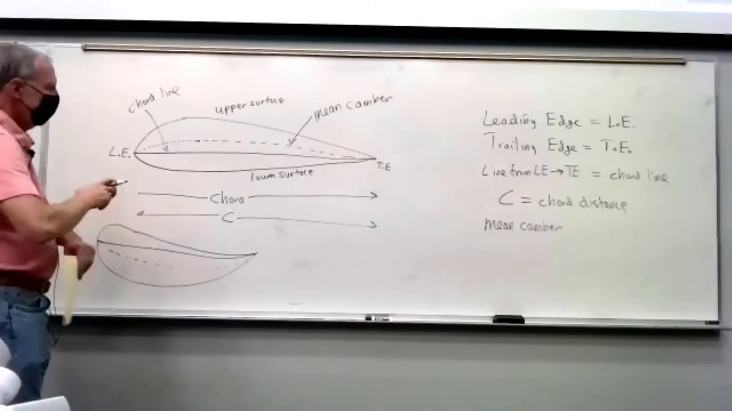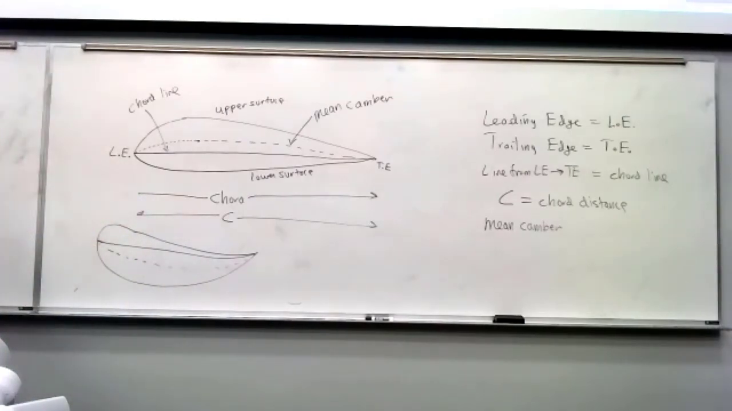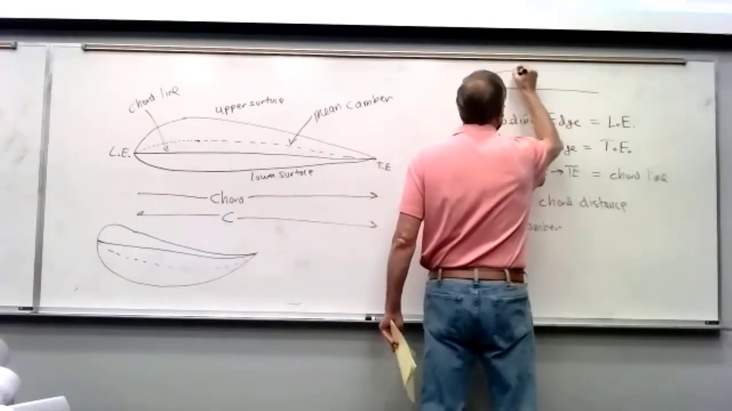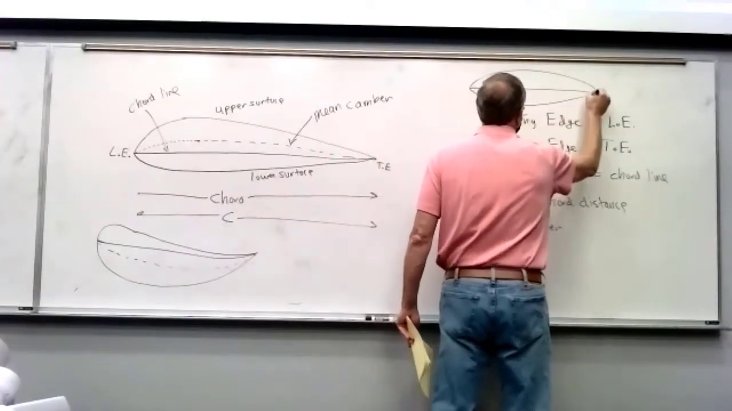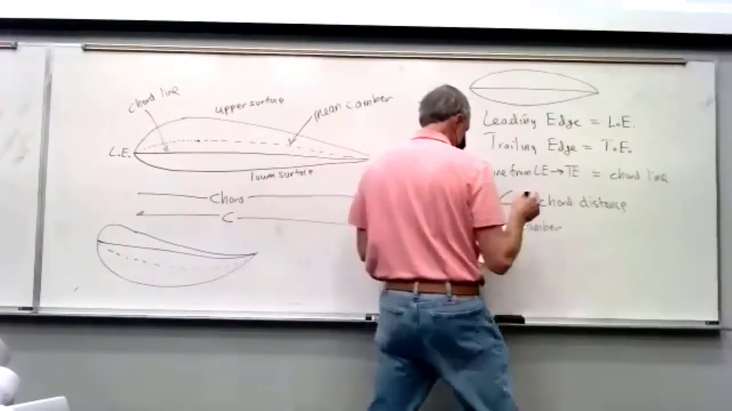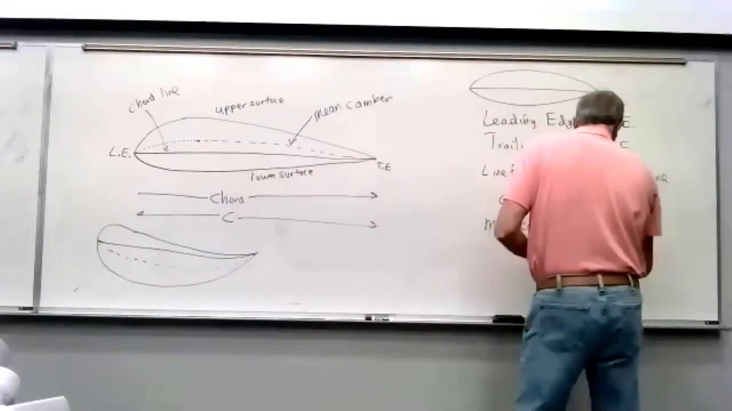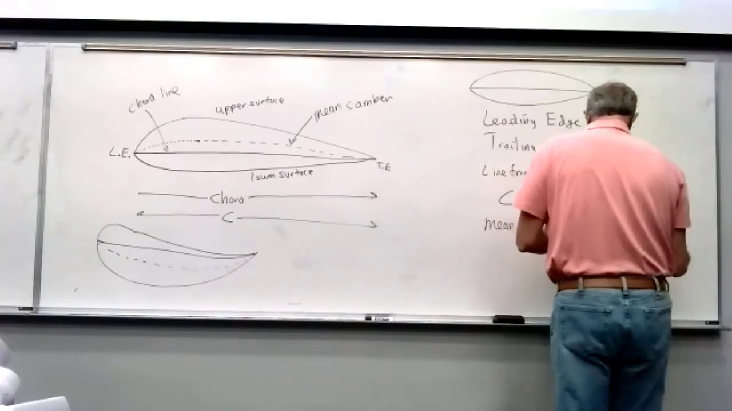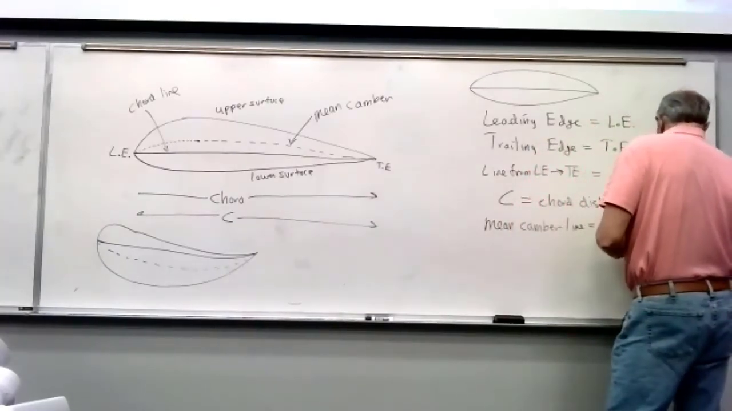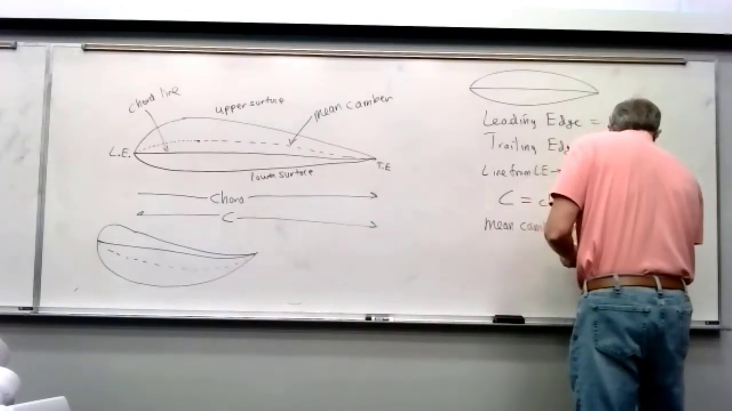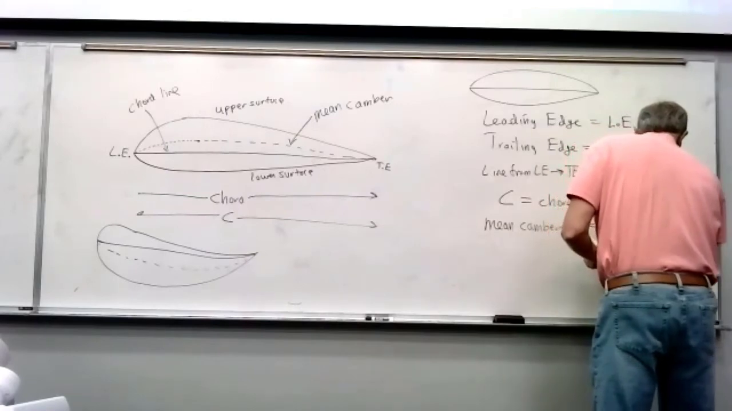What happens if you have a zero camber? Then you have what's called a symmetrical airfoil. And in fact, those are real common. The top would look the same as the bottom. Right? So let's see, the mean camber line is equidistant. We're going to use this fancy word. Equidistant from upper and lower surfaces.